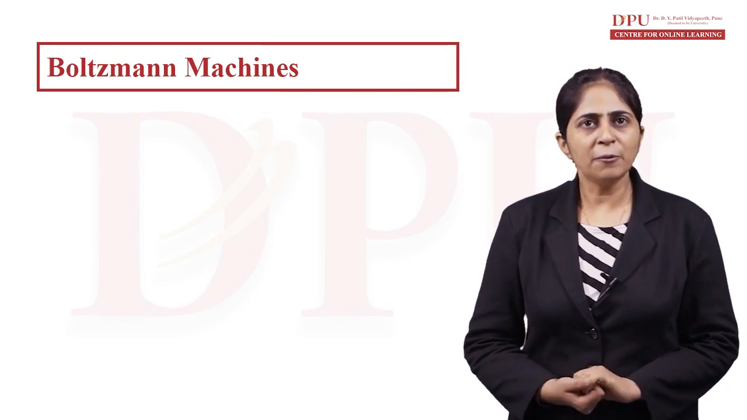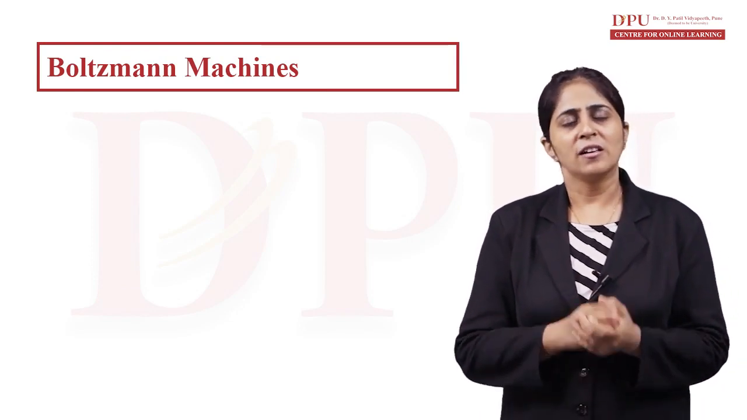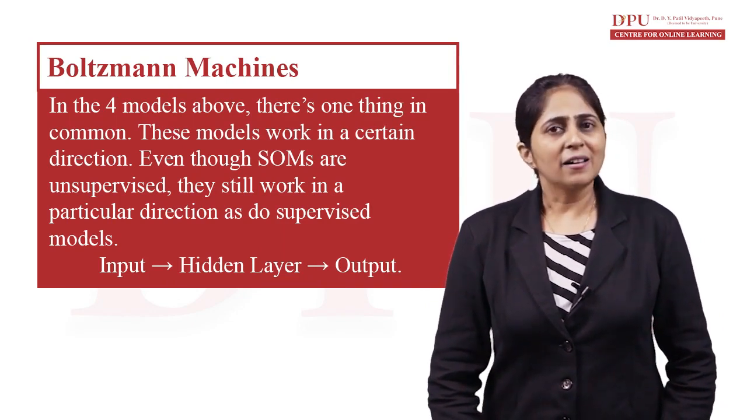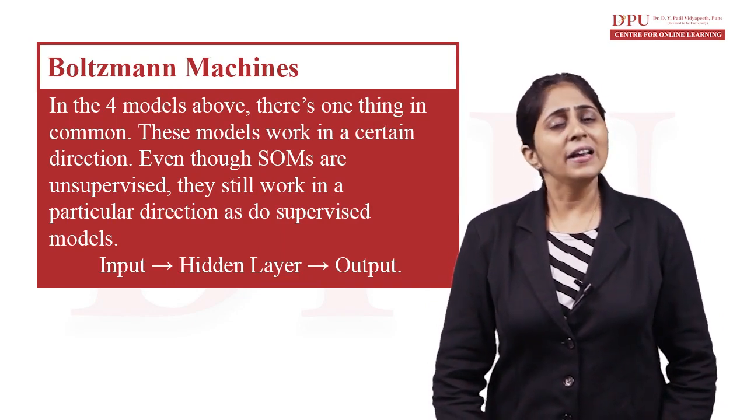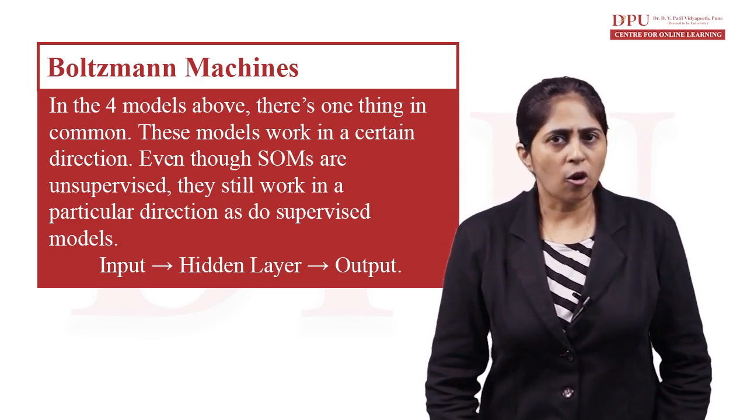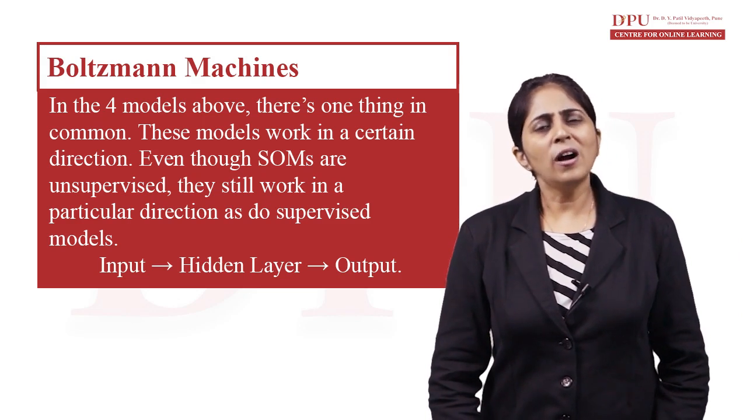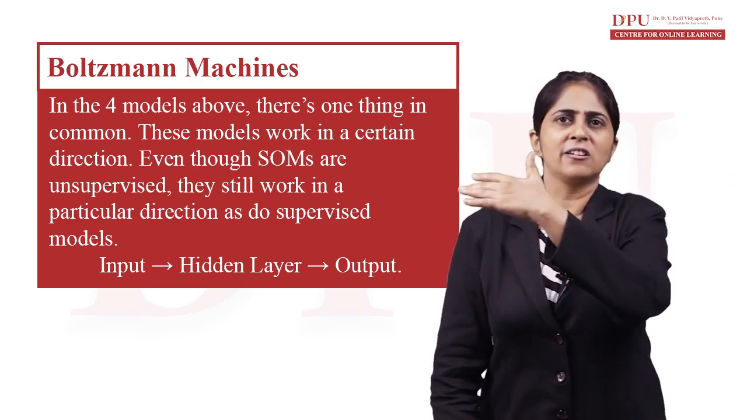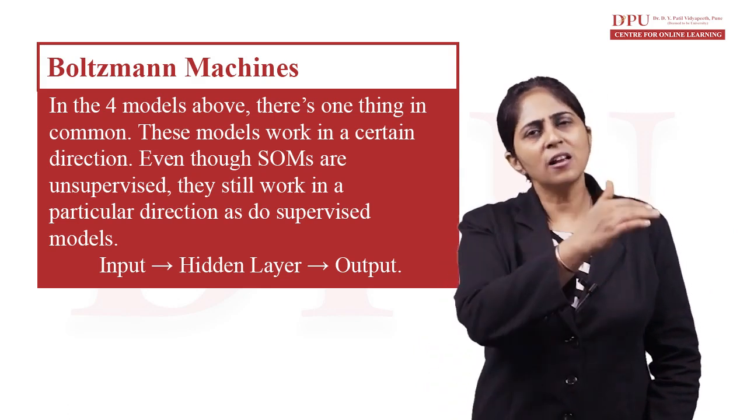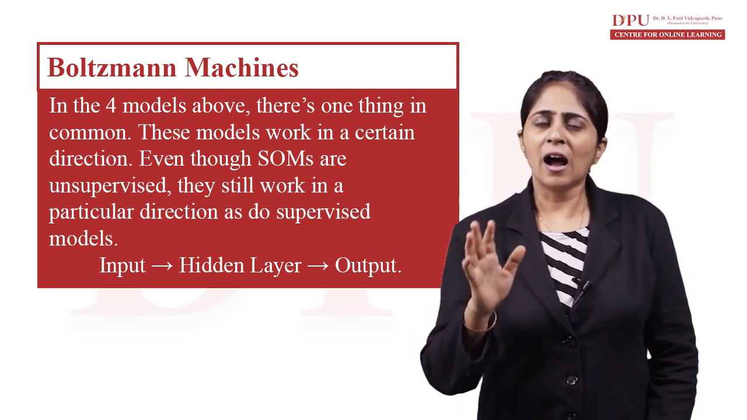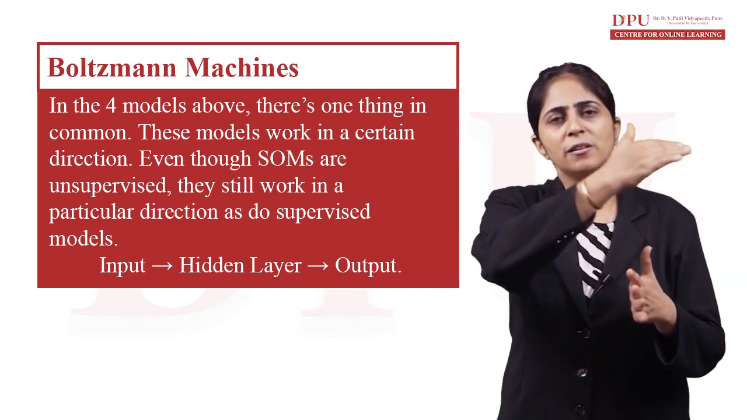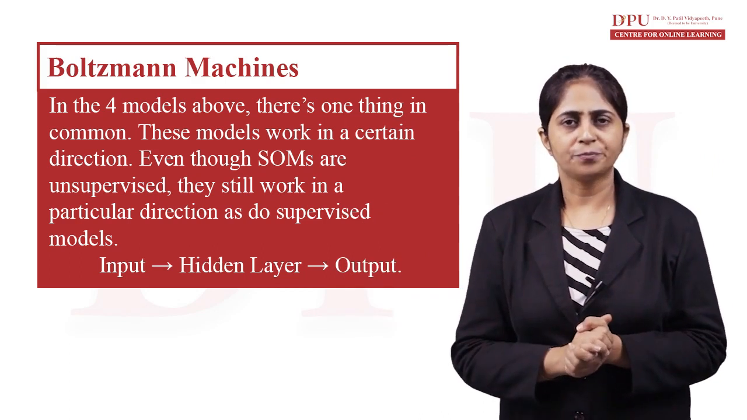Talking about the fifth one, that is the Boltzmann machine. This again works with unsupervised data. But the difference is, in the above four models that we have talked about till now, there is one thing in common. These models work in a certain direction only. Even though SOMs are unsupervised, they still work in a particular direction. How do they work? Input, hidden layer, and the output. That means they are just functioning in one direction.